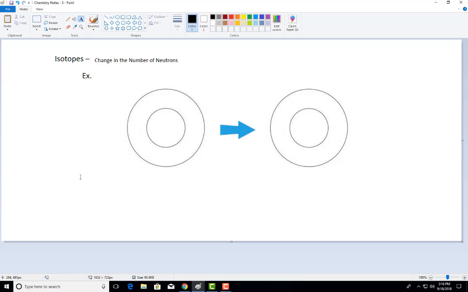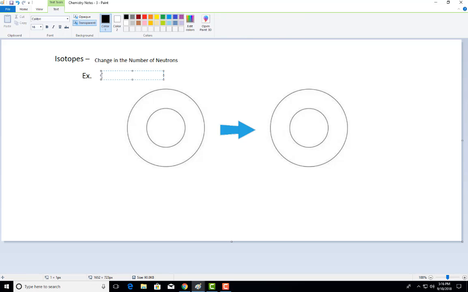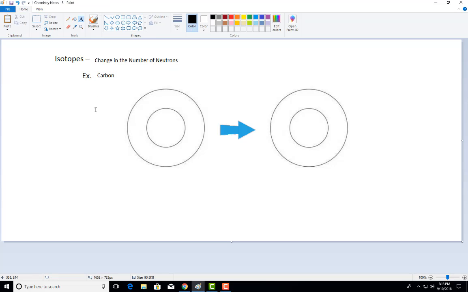Our example that we're going to talk about is actually going to be carbon, because it's a really good one to use, because we actually have some isotopes of carbon that occur naturally, and they're all really neat. So how do we get to all of this? How do we get to these changes in neutrons?